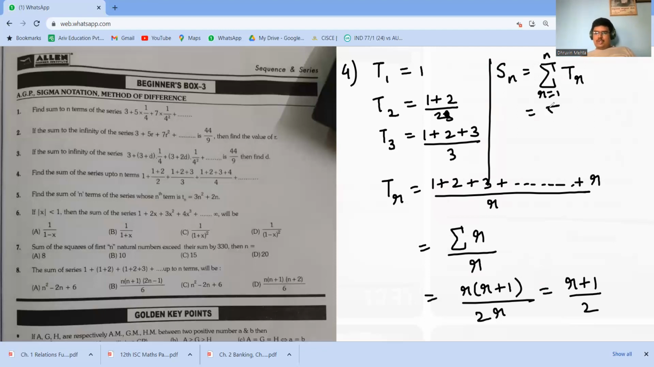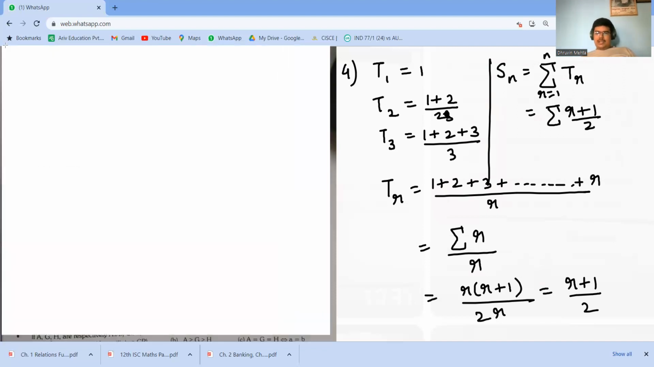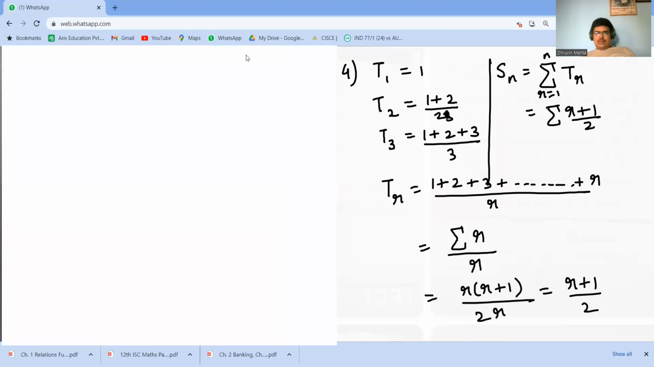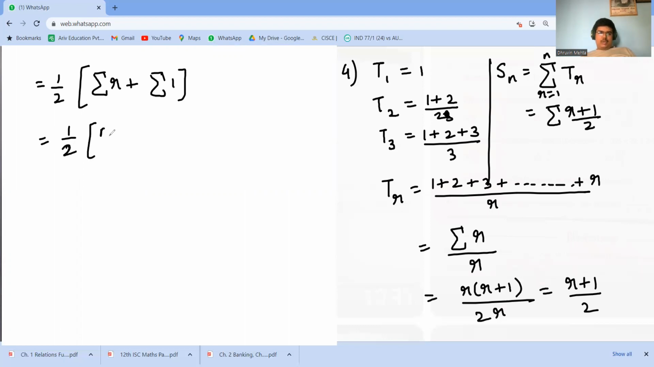So this is going to be summation of r plus 1 by 2. Now we have to solve this with the same formula. The 2 in the denominator, I am keeping that, it is the general term. I'm continuing on this side. I'm keeping half outside, Pravra. This is now summation r plus summation 1. Summation r is a direct formula. It is n into n plus 1 by 2.